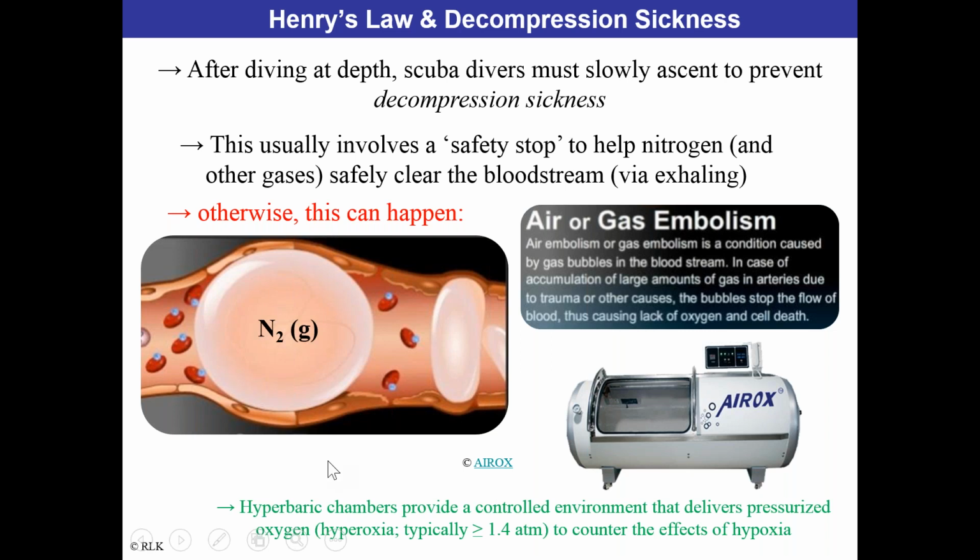And I'm just showing you here these hyperbaric chambers, like this air ox chamber, which usually provide an environment that will give, I don't know, greater than or equal to 1.4 atmosphere. It's a hyperoxia environment in order to counter the events of what's called, if you have not a lot of oxygen, you call that hypoxia.